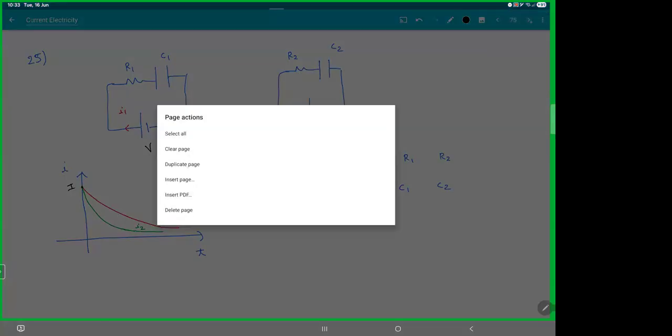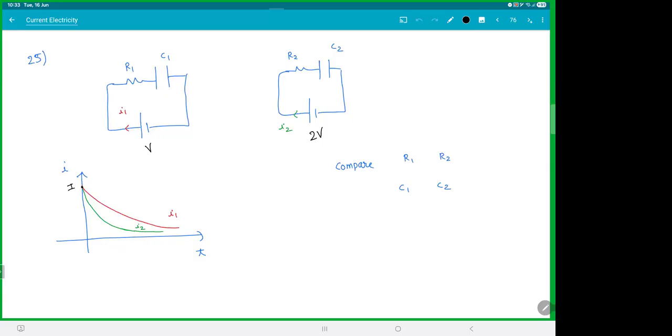So what was the logic here? At T0, what happens to a capacitor? It becomes a wire. At T0, capacitor becomes a wire.